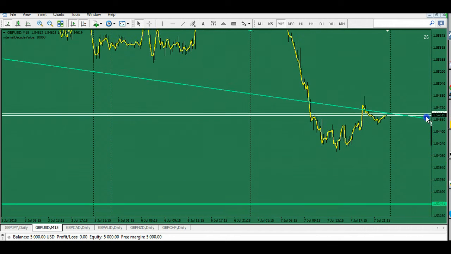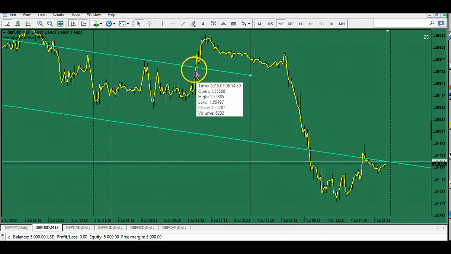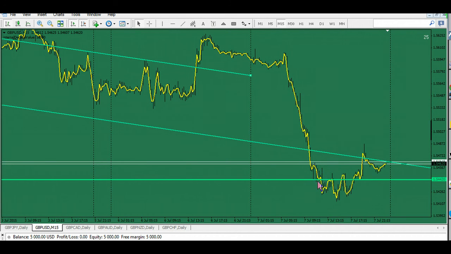Here's this amazing top, though. This big pivot, rejection, and finally ricochets off. And the whole time that's happening, you've got this just mind-blowing steep trend line.